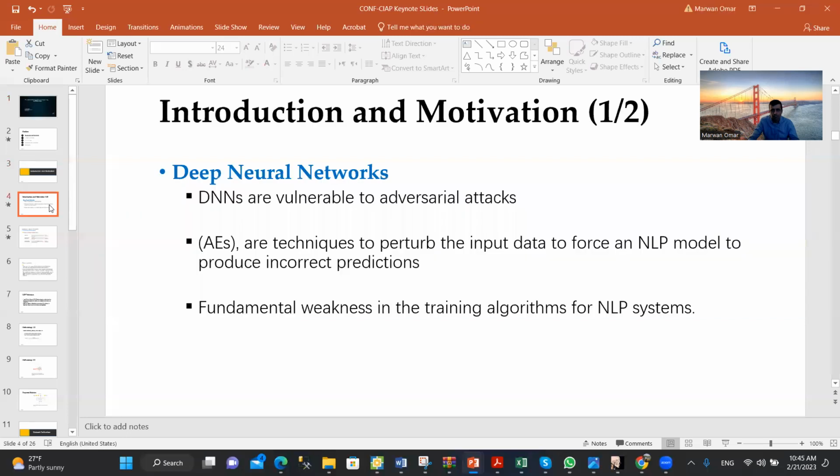Introduction and motivation. Introduction to deep neural networks. Deep neural networks are known to be vulnerable to what we call adversarial attacks or adversarial examples. Adversarial attacks are techniques that are used to perturb the input data to force an NLP model or language model to produce incorrect predictions or fool the NLP classifier into making incorrect predictions. This presents a fundamental weakness in the training algorithms for NLP models or systems.